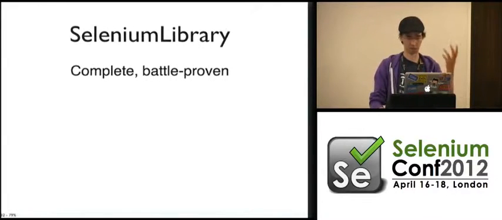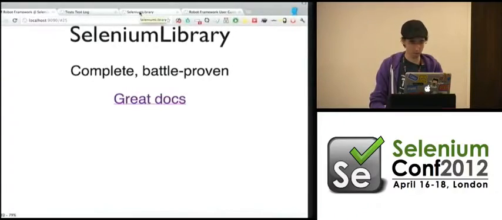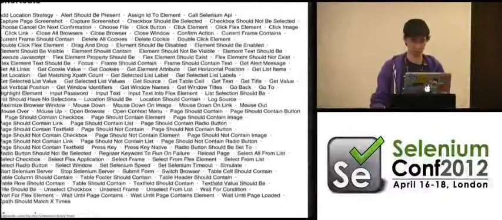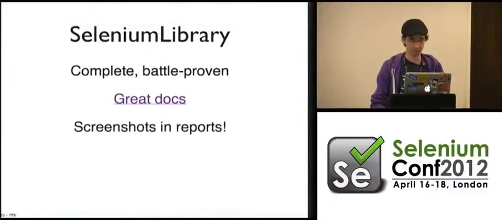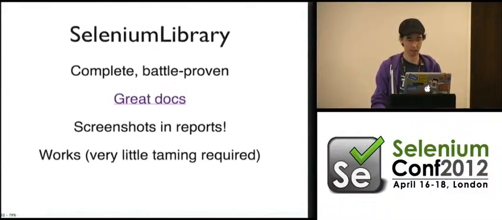They are releasing new versions continuously. There's great documentation for that, where you can see all the keywords. This is probably the complete Selenium 1 API with all documentation. So they take documentation really seriously, and that helps a lot, especially with all the kinky stuff. Documentation and screenshots in reports come out of the box, and it works.